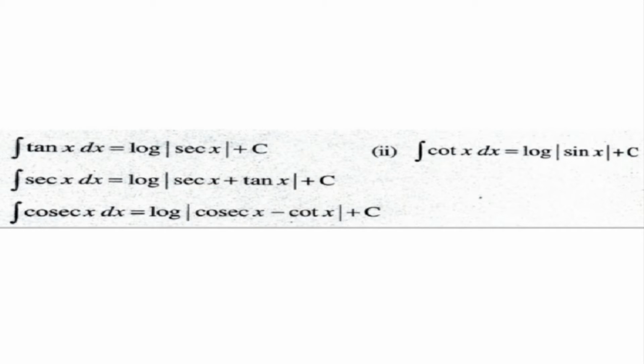In the first formula you have integration tan x dx, which is equal to log mod sec x plus c. In the second formula you have integration cot x dx, which is equal to log mod sin x plus c. In the third one, integration sec x dx is equal to log mod sec x plus tan x plus c. And in the fourth one, integration cosec x dx is equal to log mod cosec x minus cot x plus c. Let's apply these formulae.